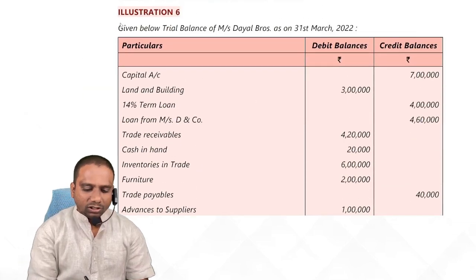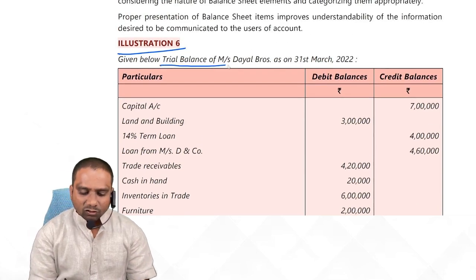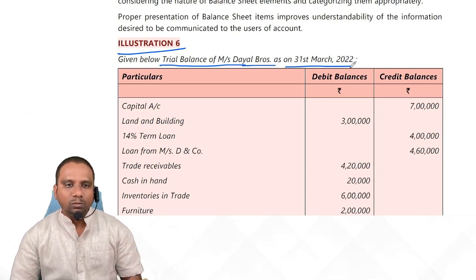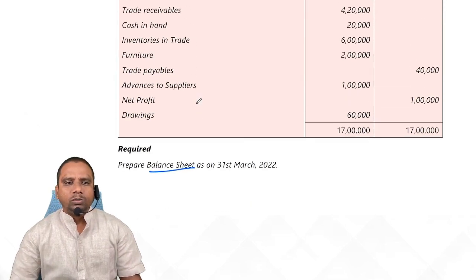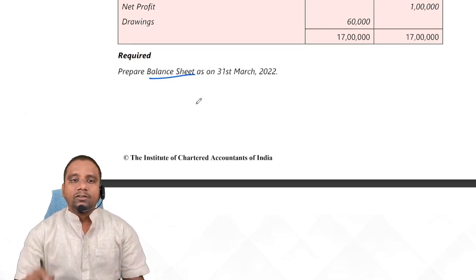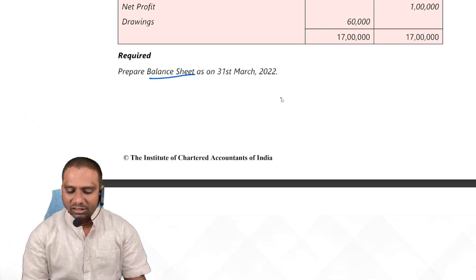Now look at illustration 6. Given below is the trial balance of Messrs Dayal Brothers as on 31st March 2022. They are giving the trial balance and they are asking to prepare the balance sheet. So we know how to prepare a balance sheet. As it is a sole proprietor, we follow the horizontal form of balance sheet. When it comes to a company, we follow the vertical form of balance sheet. Simple.